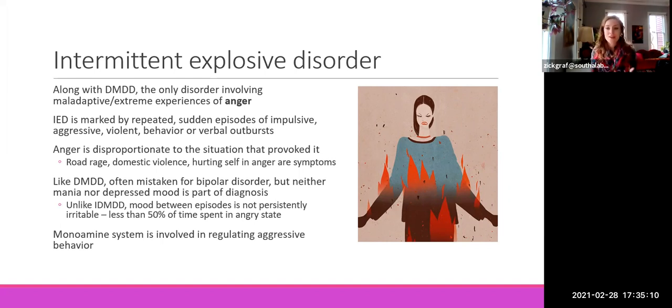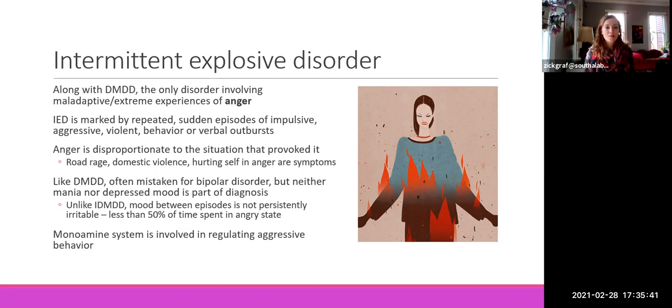Just like anxiety, sadness, and disgust, anger can be adaptive when it happens in response to the right situations. But there are people who experience anger more intensely in response to more different stimuli, or who don't handle their experience of anger well behaviorally and act on it in inappropriate ways, just like with anxiety and sadness. And DMDD and intermittent explosive disorder are the only diagnoses in DSM-5 that recognize that right now.